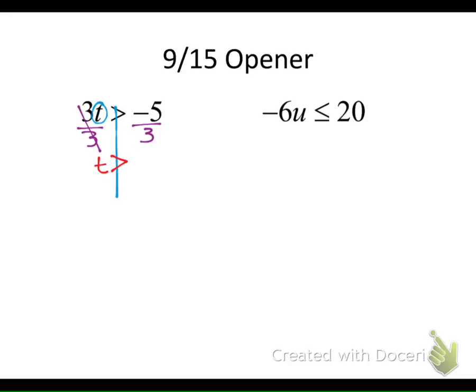Now, if you take negative 5 and divide it by 3, what happens? You get a decimal. I don't want it in decimal form, so I'm going to leave it as a fraction here, negative 5 over 3. Can I reduce that? No. So that's going to be my final answer, negative 5 over 3.